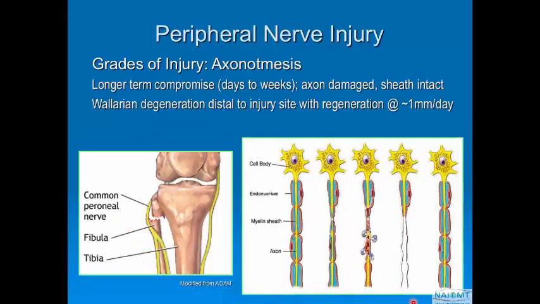A more serious grade of injury, axonotmesis, involves longer-term compromise, days and into weeks, where the axon is significantly damaged, but the endoneurial sheath is intact. The body will respond with chemical changes and Wallerian degeneration, and Wallerian regeneration within that intact sheath will occur at the painfully slow rate of 1 millimeter per day, more or less.